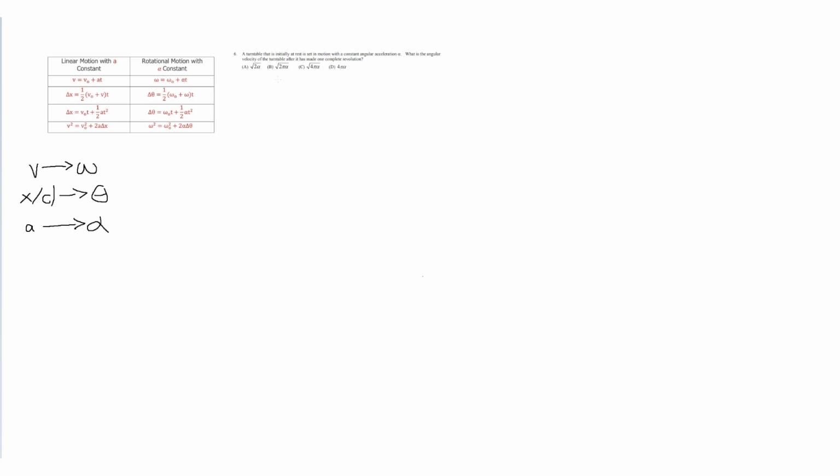In this question, we're given a turntable that is initially at rest and is set in motion with constant angular acceleration. That means that we can use these equations. What is the angular velocity of the turntable after it has made one complete revolution? So what do we know? Well, wi is going to equal 0. We know that the angular acceleration is constant. We also know that delta theta is going to equal 2 pi because we have a complete revolution. So what we want to find is wf, right? So how can we do this?